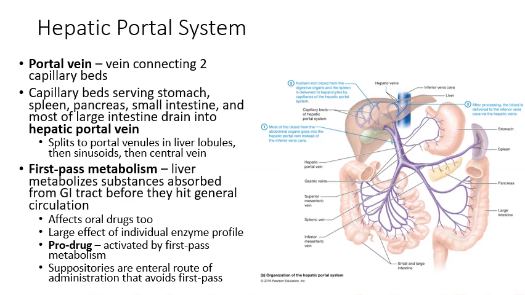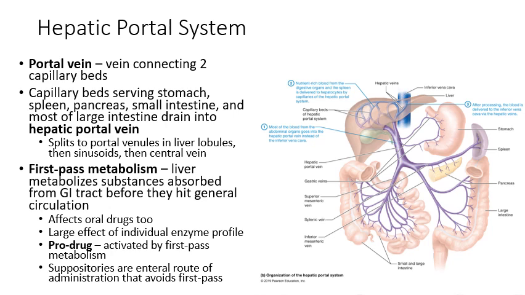Finally, for the liver, we'll just go over the hepatic portal system again. So again, a portal vein is a vein that is connecting two capillary beds. So you have the capillary beds in the stomach and the small intestine, also actually the spleen and the pancreas, and large parts of the large intestine. All of those capillary beds drain into the hepatic portal vein, which instead of carrying the blood directly to the heart, carries it to capillary beds in the liver, which would be those sinusoid capillaries in the liver lobules that we had mentioned before.